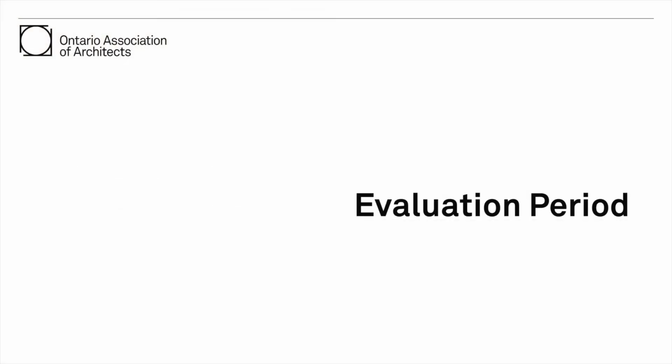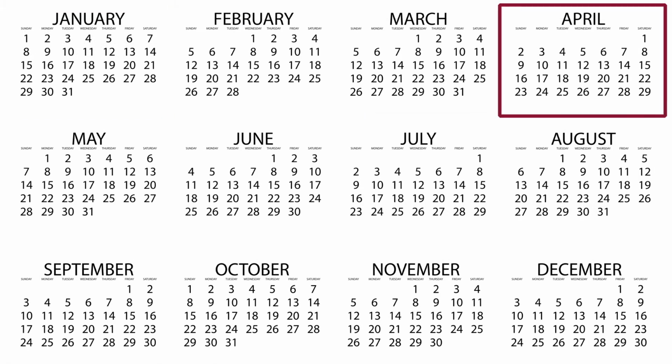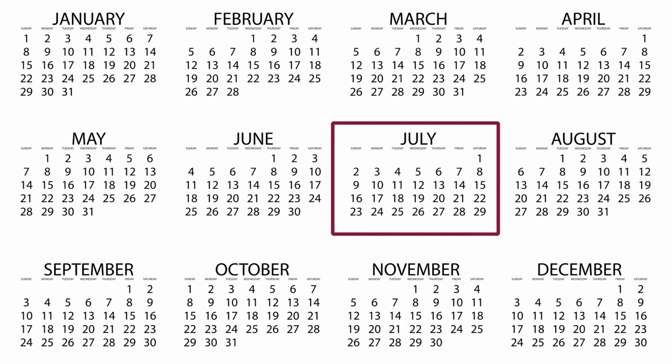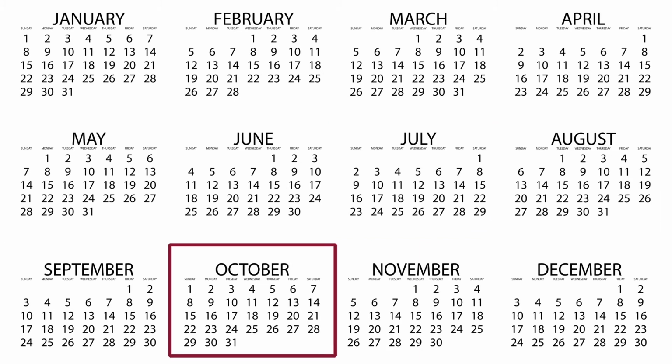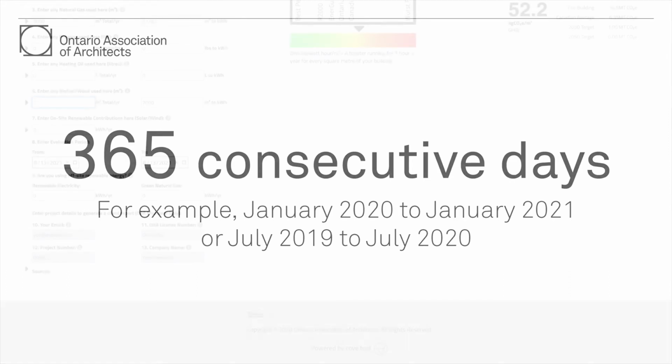For the evaluation period, since my bills are for the year 2020, I'll type in January 1st, 2020 to January 1st, 2021. Just to note, the bills don't have to be from January to January. For example, they could start in July 2019 and end in July 2020. You just need to capture 365 consecutive days to derive an annual total.